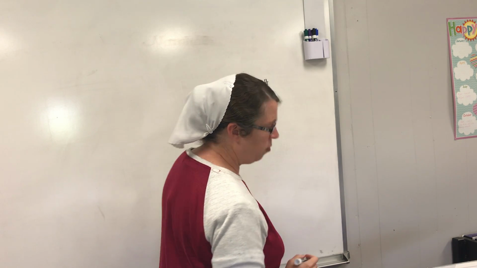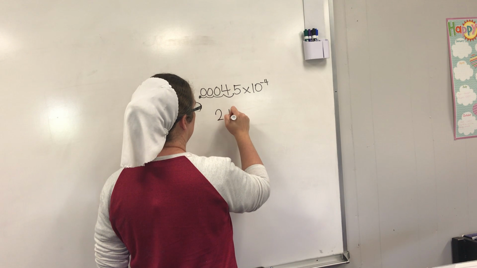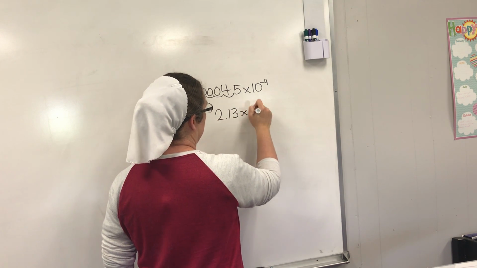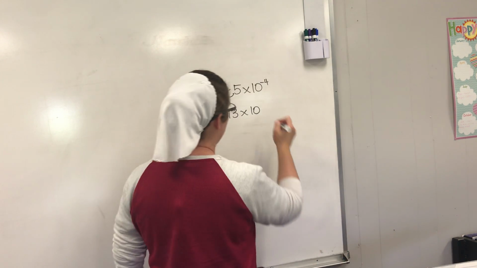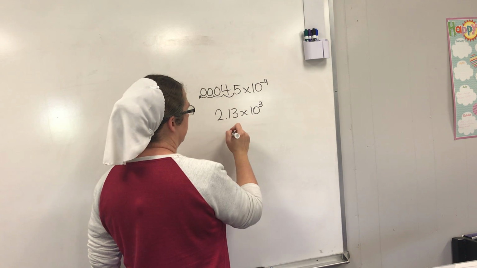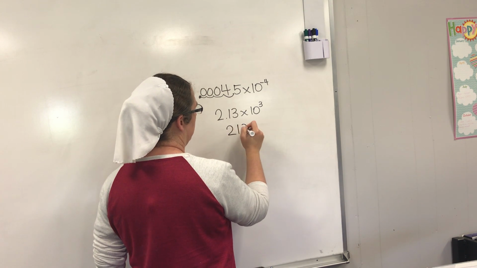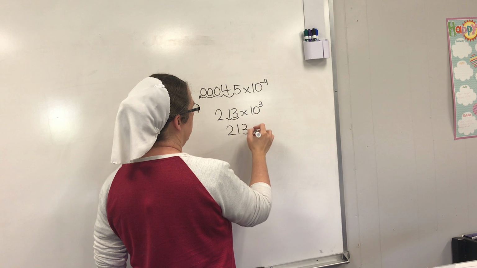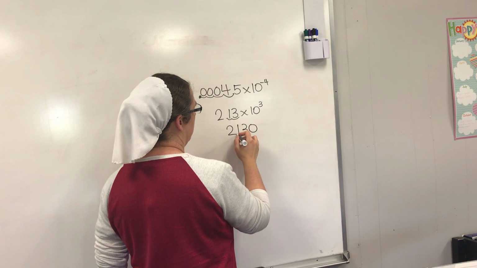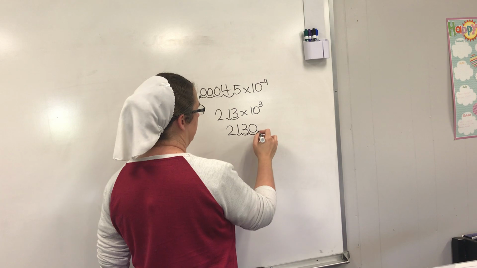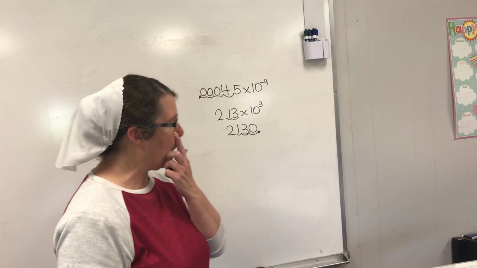2A, 2.13 times 10 to the 3rd power. All right, so 1, 2, and we need to add 1 zero. So you have 1, 2, 3. There would be your decimal point.